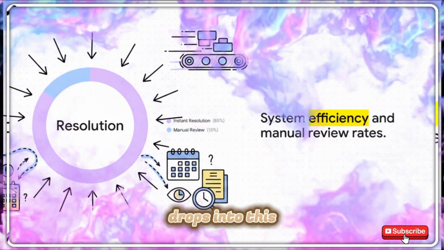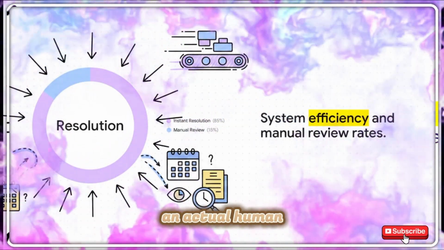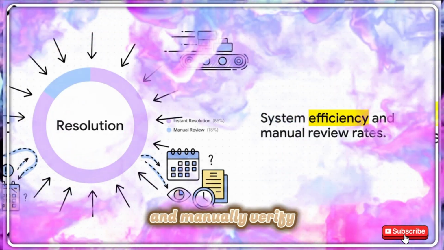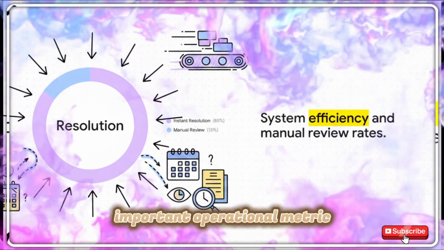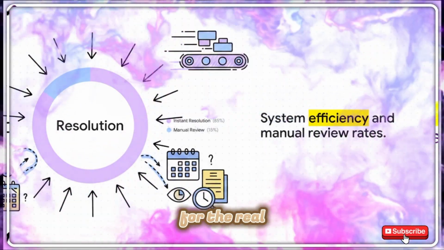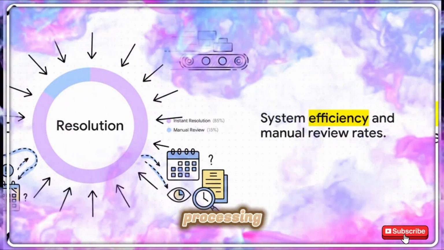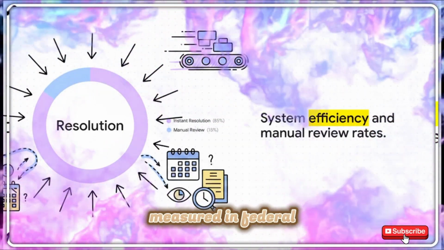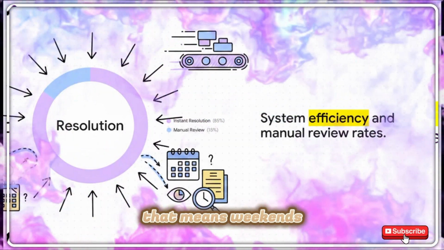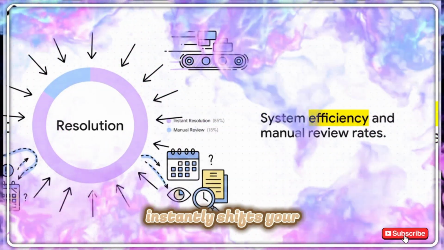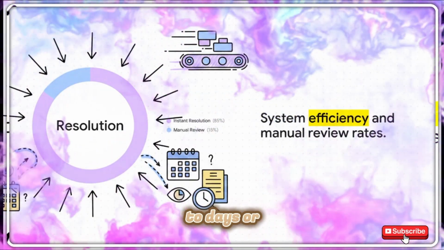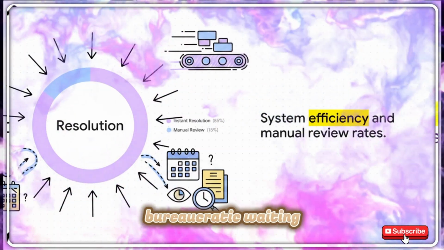When a case drops into this 15% bucket, an actual human being has to step in and manually verify the records. And here is an incredibly important operational metric to keep in mind for the real world. Manual review processing times are strictly measured in federal workdays. That means weekends do not count, holidays do not count. Hitting an anomaly instantly shifts your timeline from literal seconds to days or even weeks of bureaucratic waiting.